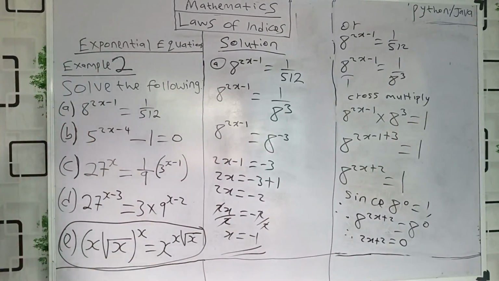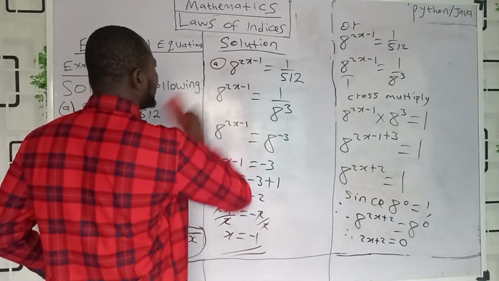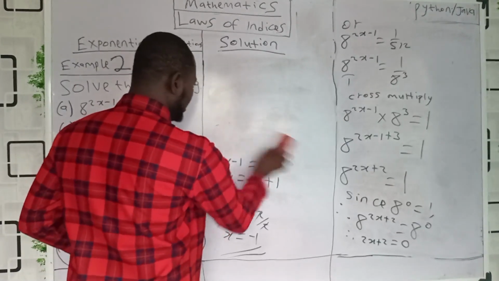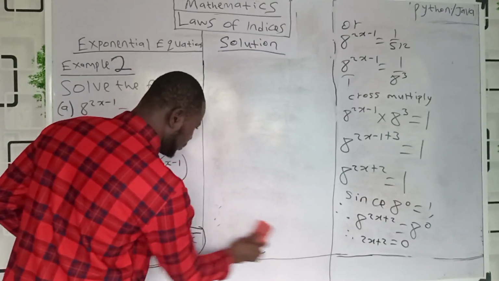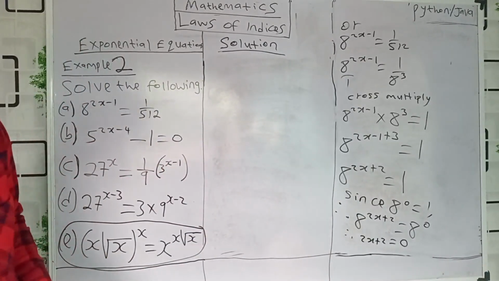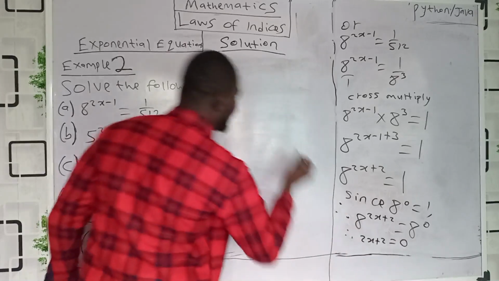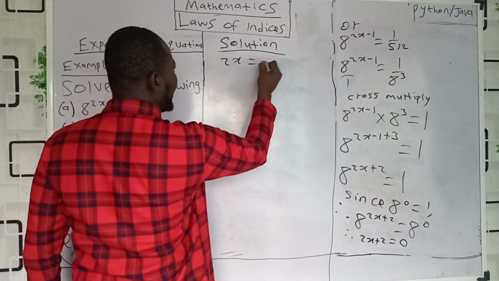That's good. Now, what do we do? So let me clean this one. Yeah, we have already gotten the result. We are just using another approach. So we now have what? Everyone, 2x plus 2. I can transfer 2 to the other side. So 2x will now become minus 2.